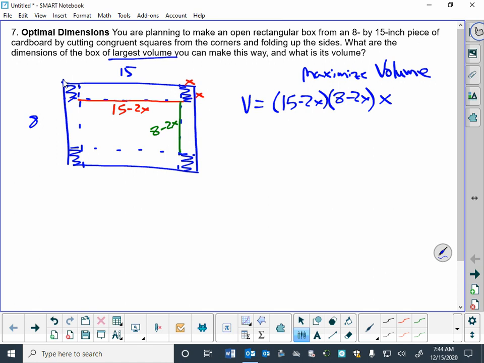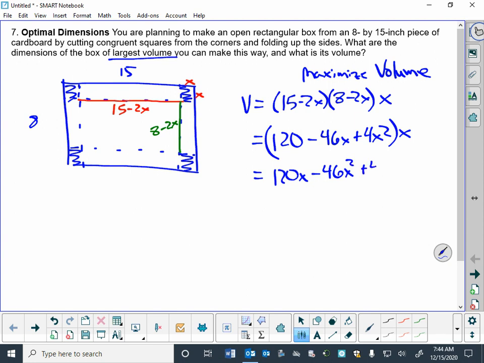That might be easier if I had this multiplied out into just a single polynomial. So let's see, I got a 120 and a minus 46x plus 4x squared, all times x. So that's 120x minus 46x squared plus 4x cubed. That's the equation for my volume in terms of x.